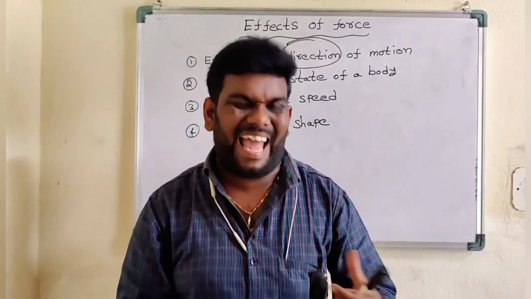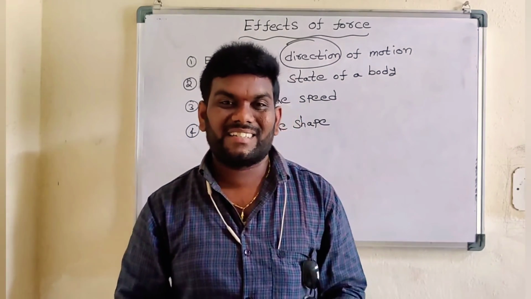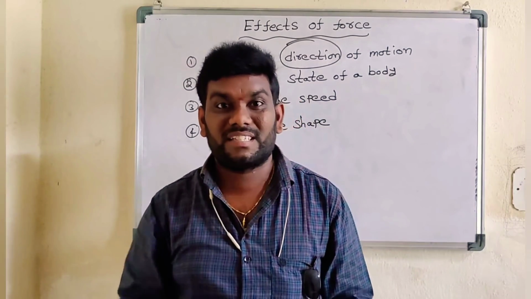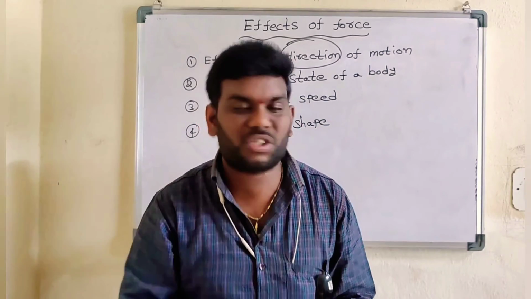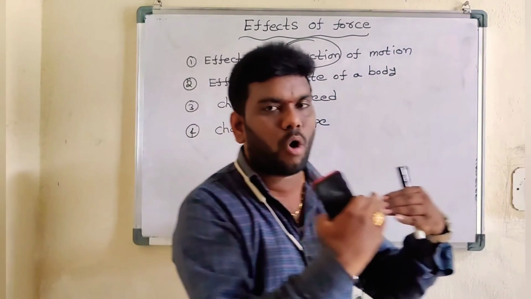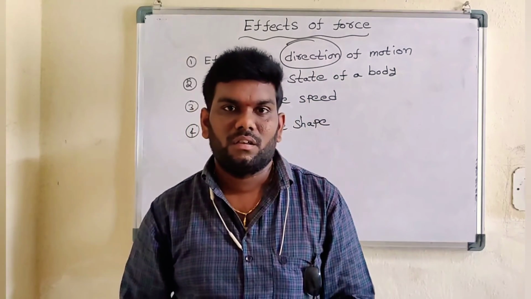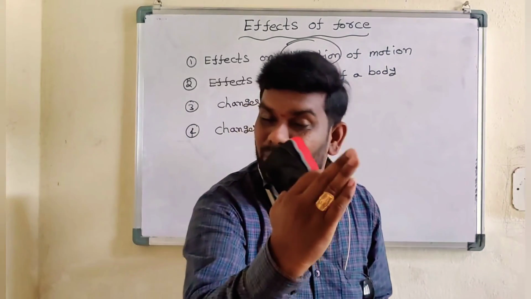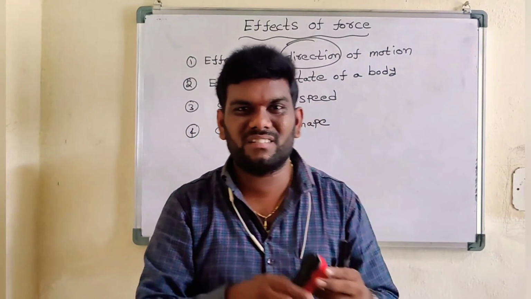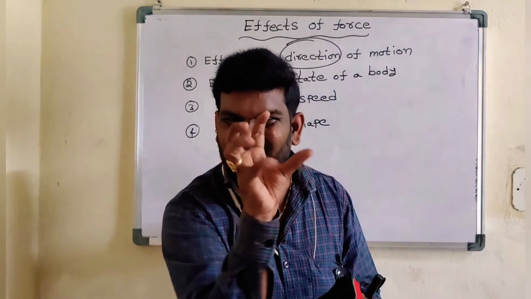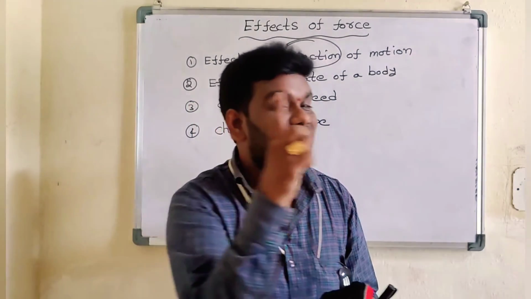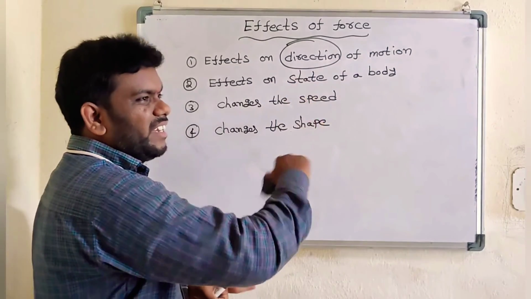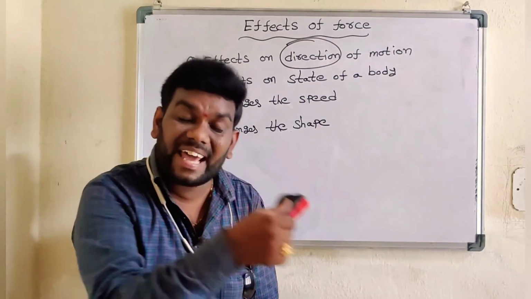Effect of forces. Direction of motion of a ball, the speed of a ball, the shape of a ball, the state of a ball, either rest or motion. For example, one ball is in a rest position, that is called state. For example, one ball is moving with speed, that is called speed. For example, one ball's shape is very abruptly changed, that is called shape. For example, one ball is moving in some way, that means direction.